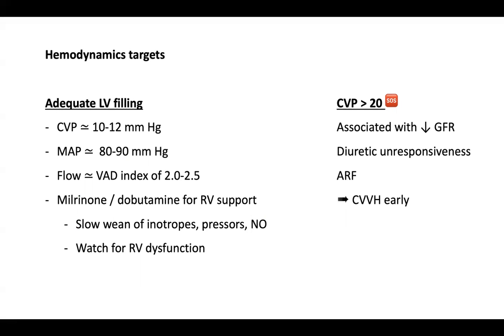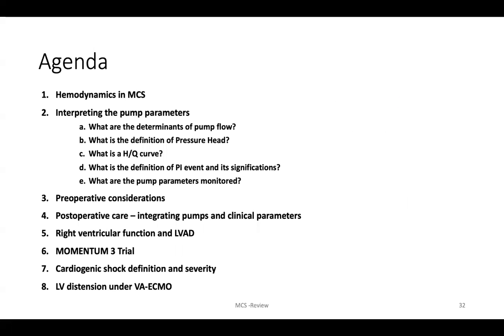We usually use inotropic support for the right ventricle and a slow wean of inotropes or pressors. And we're going to talk about it, but if you have a CVP above 20, you need to do something, and especially if it's associated with decreased renal function or diuresis, you need to act rapidly.